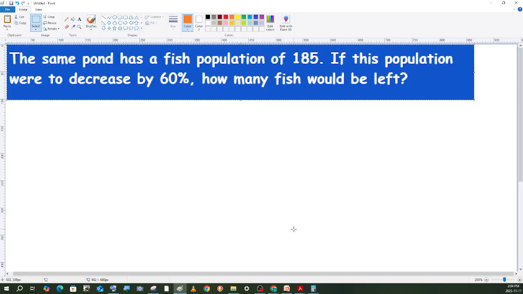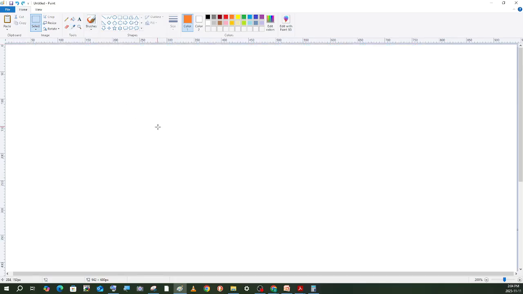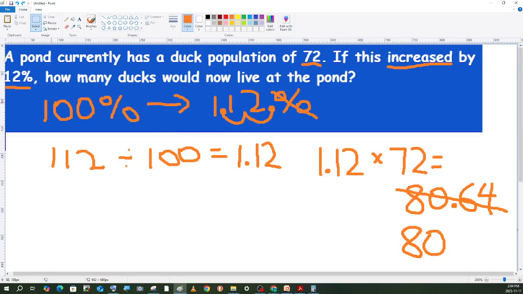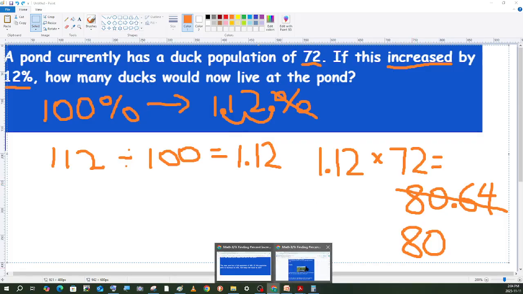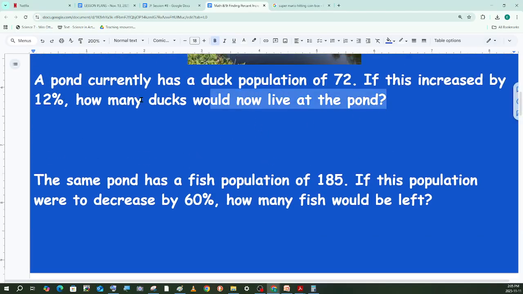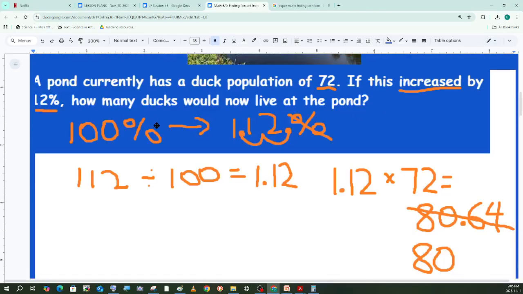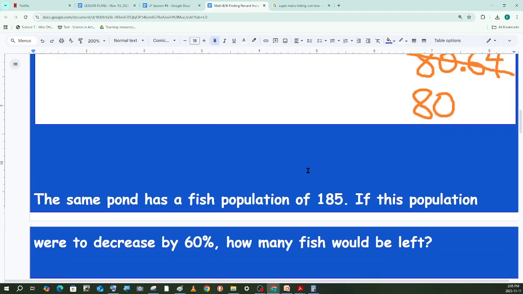The same pond has a fish population of 185. Actually, hold on, folks. I'm going to copy and paste this solution into our document because it's good to have. Just give me a second, I will do that really quick. There we go. We'll go ahead and try the next question now.